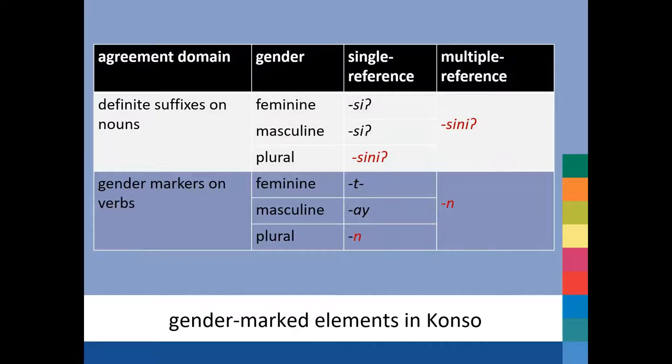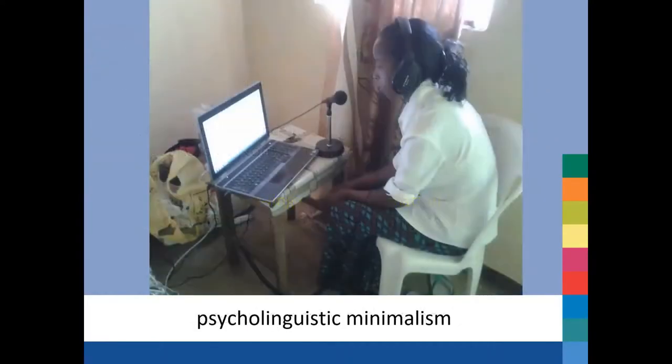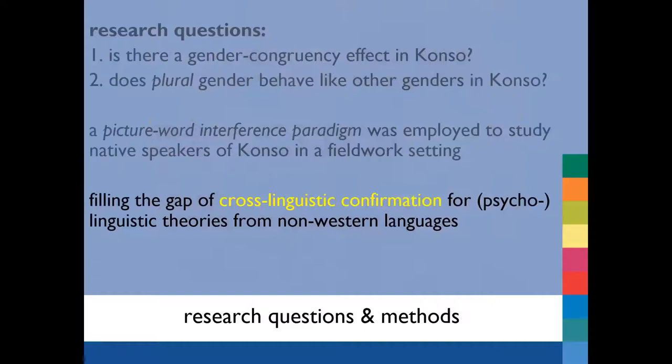So we thought, okay, this is an interesting case where we could use our experimental methods to potentially contribute to a theoretical argument. So the questions that we had were whether there is gender congruency in Konso in the first place. I mean, this is important to establish. And if so, whether the plural gender behaves like other gender features in Konso, or whether it behaves more like a number feature. And for number features, we already know that there are no congruency effects. We also wanted to get cross-linguistic confirmation for psycholinguistic theories from non-Western languages.